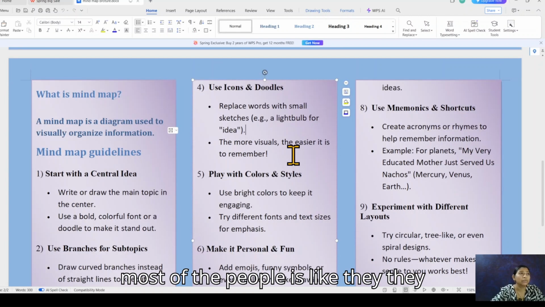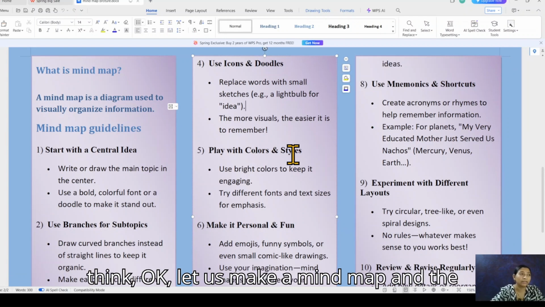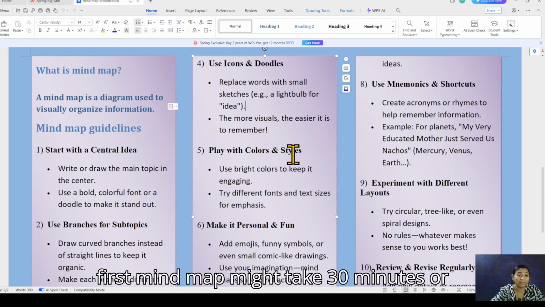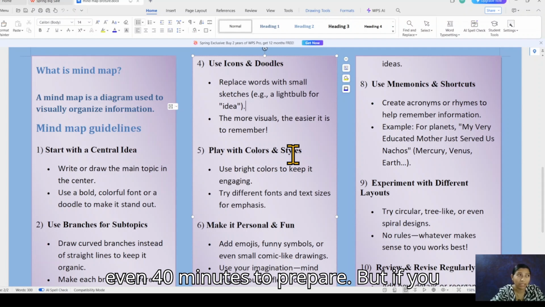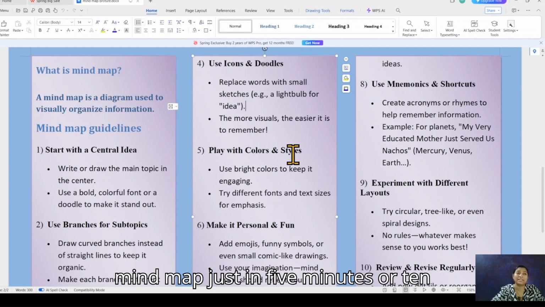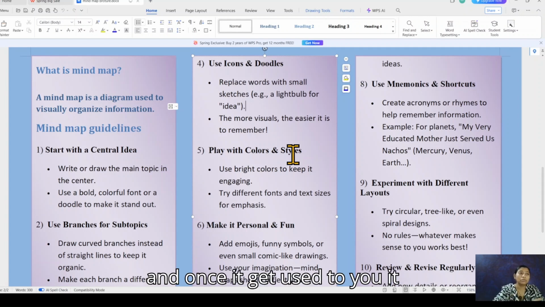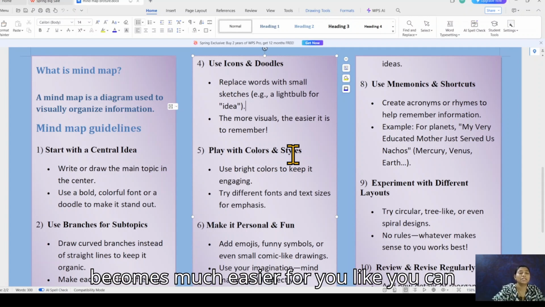See, most people think, okay, let us make a mind map, and the first mind map might take 30 minutes or even 40 minutes to prepare. But if you start doing it again and again in your own way, then you can prepare a mind map in just 5 or 10 minutes. It becomes that fast, you know. And once you get used to it, it becomes much easier for you.